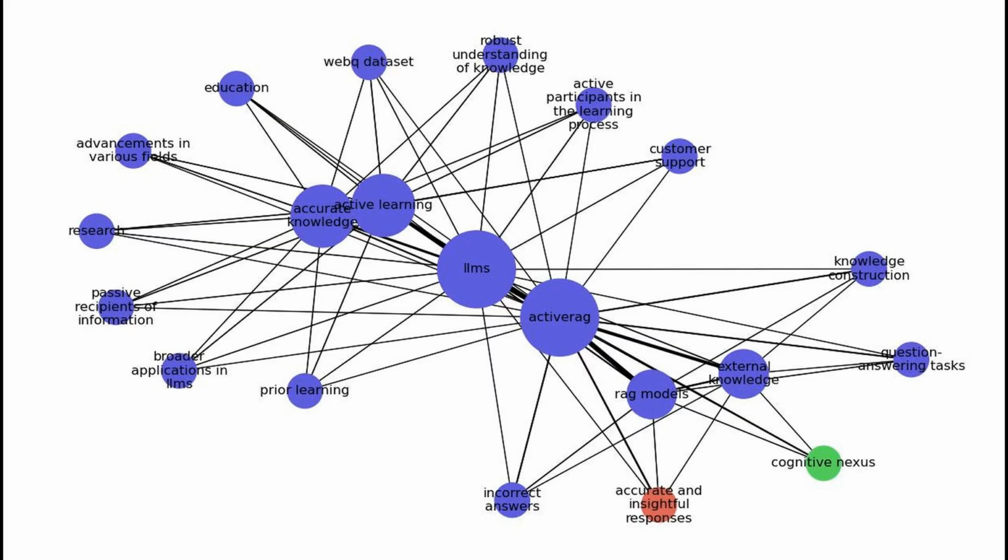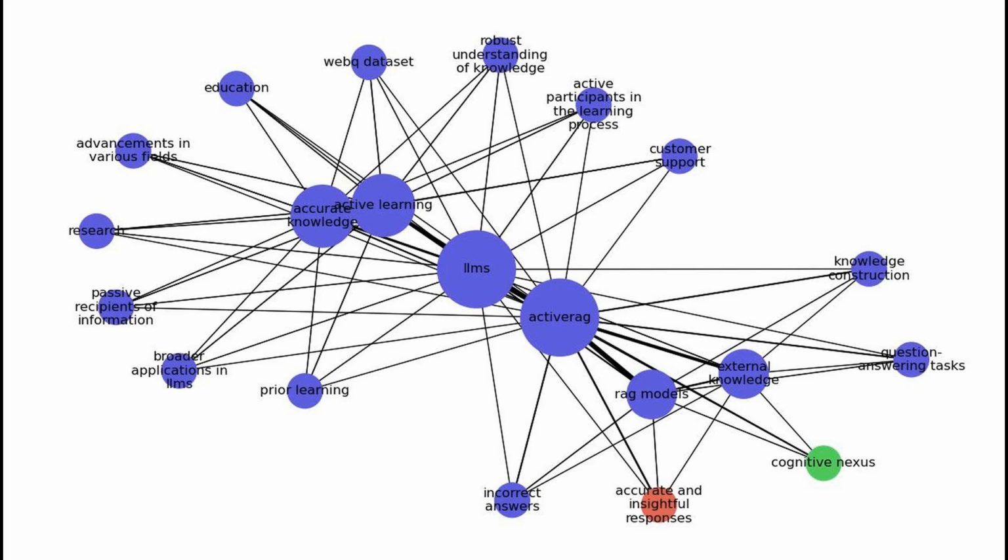The experimental results for ActiveRAG show that it significantly enhances the performance of large language models, LLMs, in question-answering tasks. It achieved an improvement of over 5% compared to previous RAG models, which indicates that this new approach is more effective at helping LLMs retrieve and utilize external knowledge.